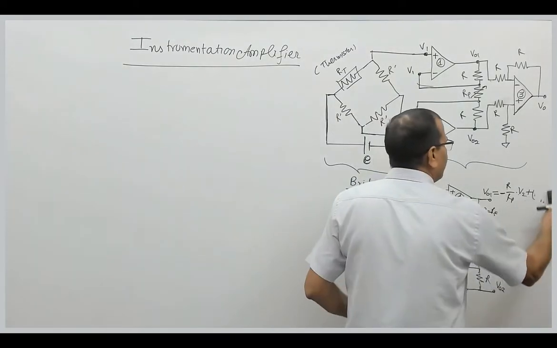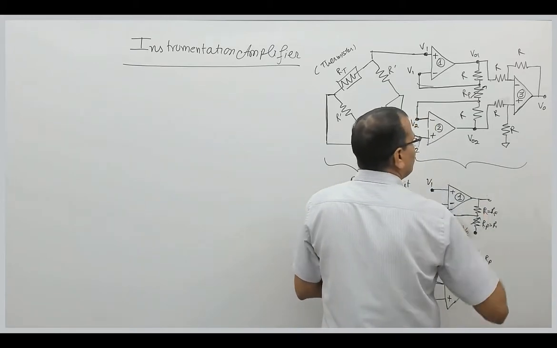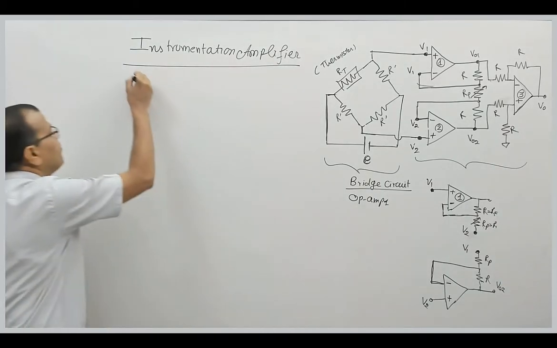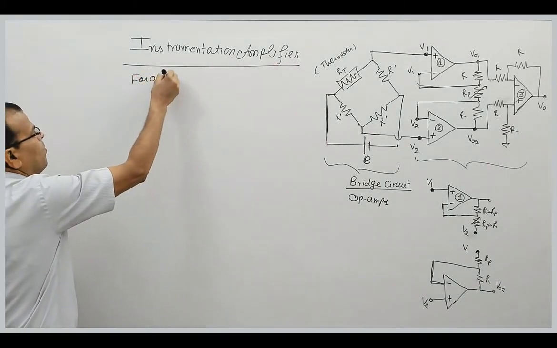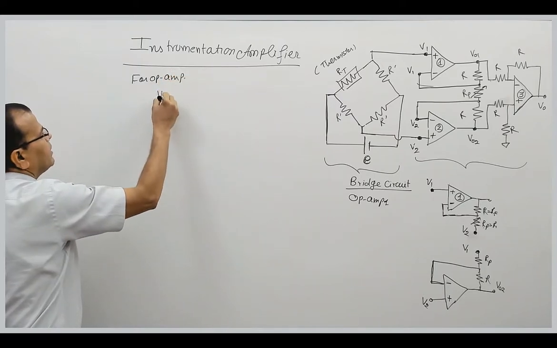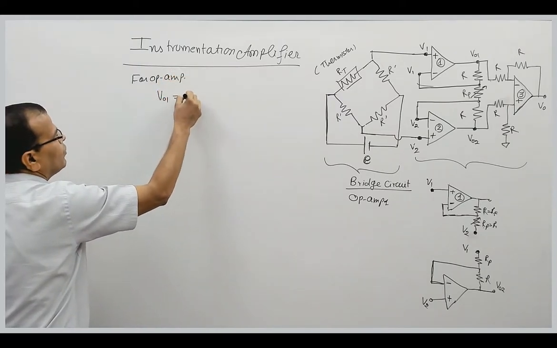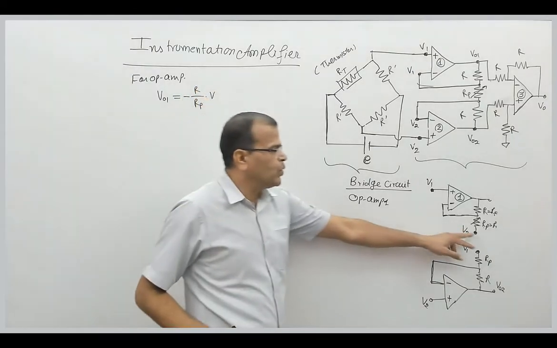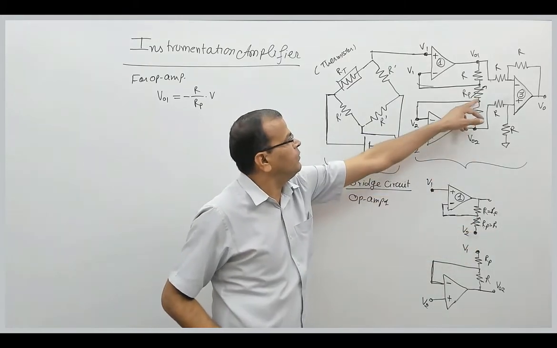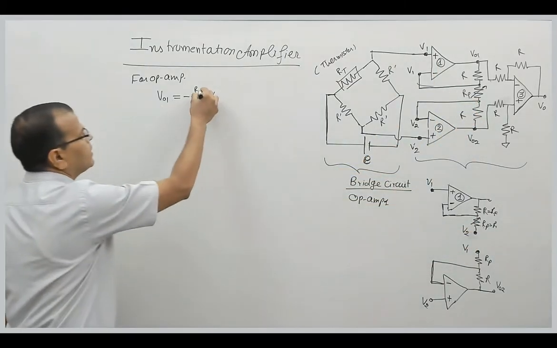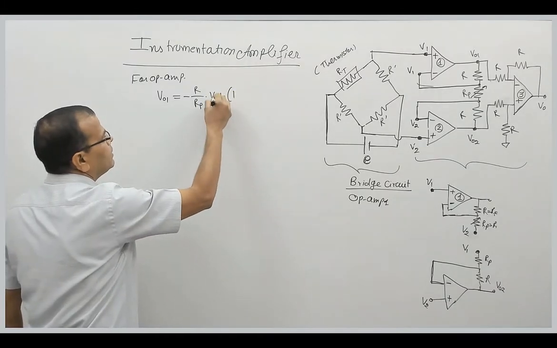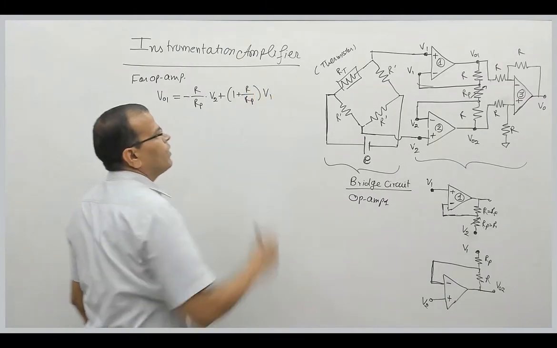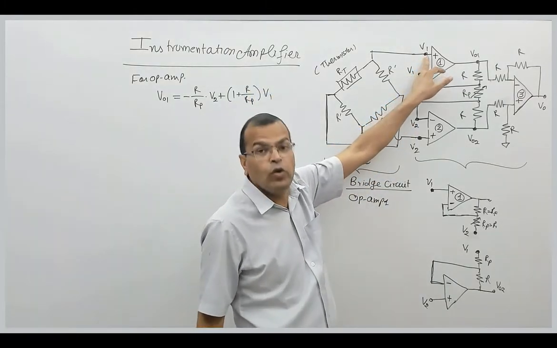Fine. So I will rewrite the output here. The output of this circuit, the first one, can be written like this. For op-amp 1, the output can be written like this. V01 is equal to minus R by RP into V2. Why V2? Because this is V2 for this. So that is minus R by RP into V2 plus 1 plus R by RP into V1. So with respect to V1, it is the non-inverting input.